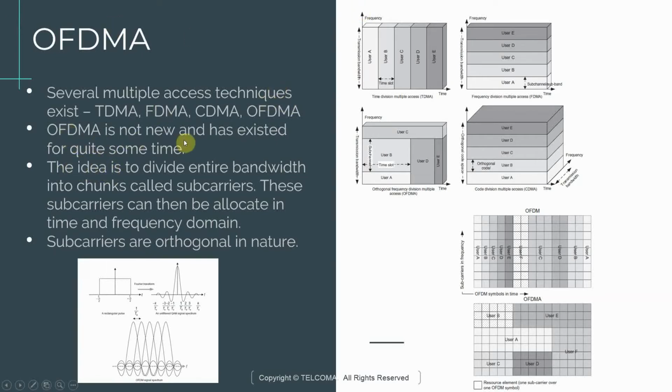OFDMA is actually not new, and it has existed for quite some time. They've just leveraged it for LTE. Like I said, the idea is to divide the entire bandwidth into chunks called subcarriers. These subcarriers can then be allocated in the time and frequency domain. And because of some complex math, the subcarriers are actually orthogonal in nature so that they don't interfere with each other.